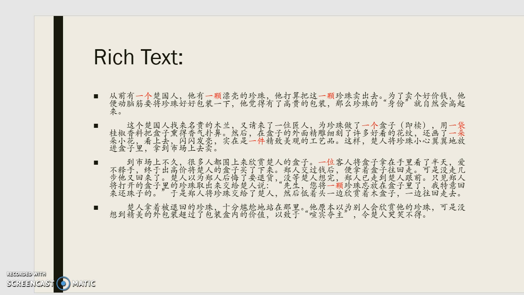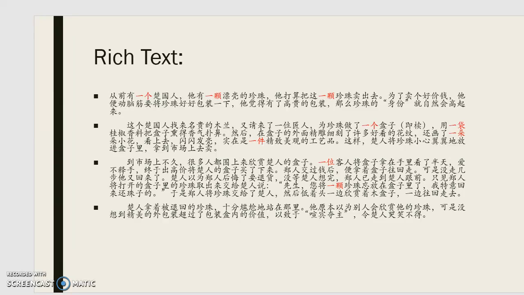So here's the rich text I found for this lesson, and I also colored the grammatical feature in red. The text is about a businessman selling a jewelry, and in order to sell it, he made a gorgeous box for the jewelry. But the box he made is too gorgeous, and everyone just wants to purchase the box instead of the jewelry. So this is a story every child in China reads in elementary school.